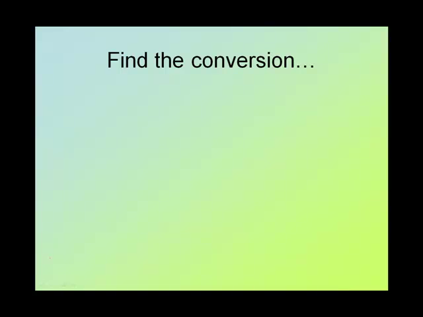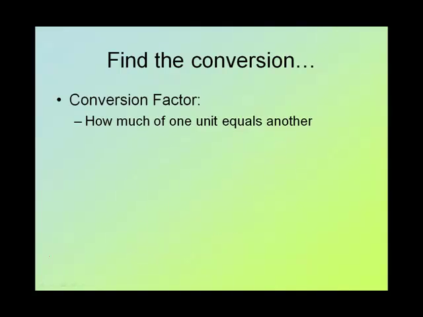In order to do this, I need to figure out something that we call a conversion factor. A conversion factor is how much of one unit equals another. For example, in our previous problem, we have 1 cup equals 225 milliliters. You can always look online for conversion factors or look in the back of your book in the appendices.